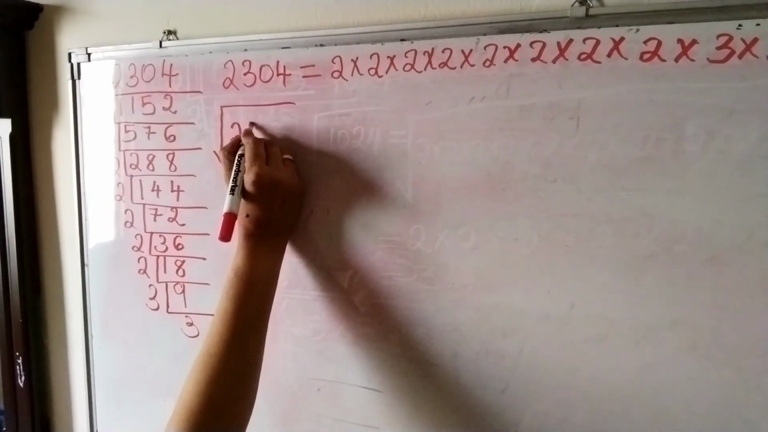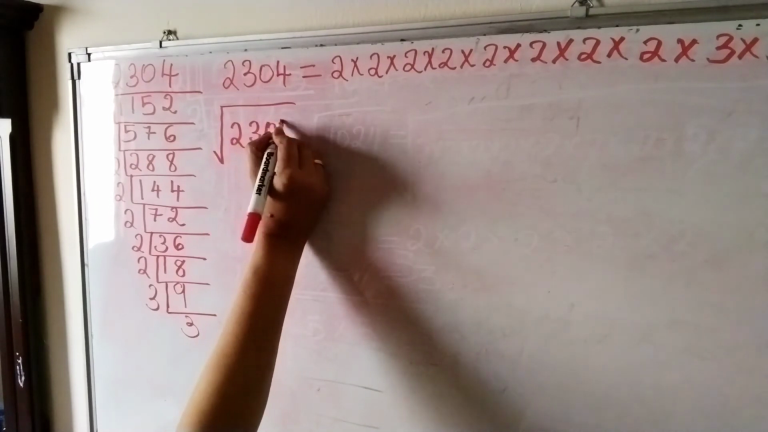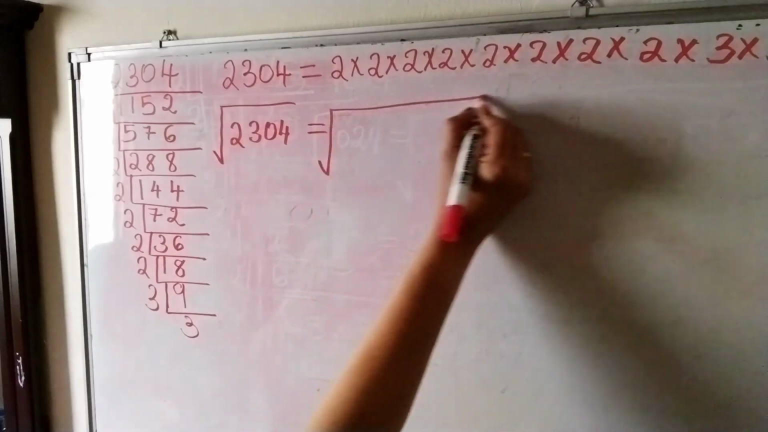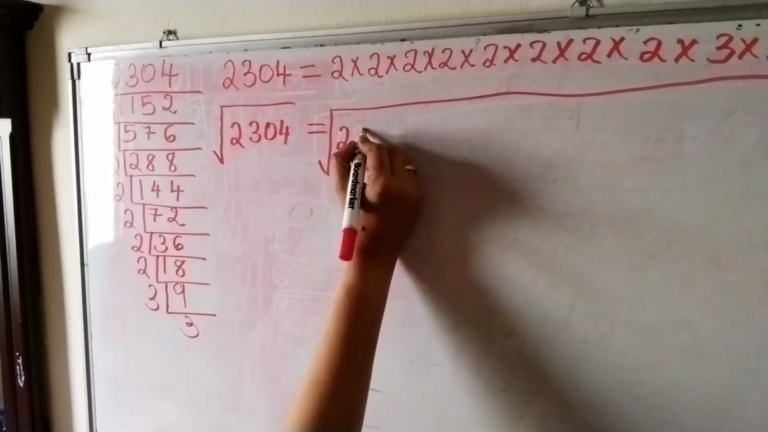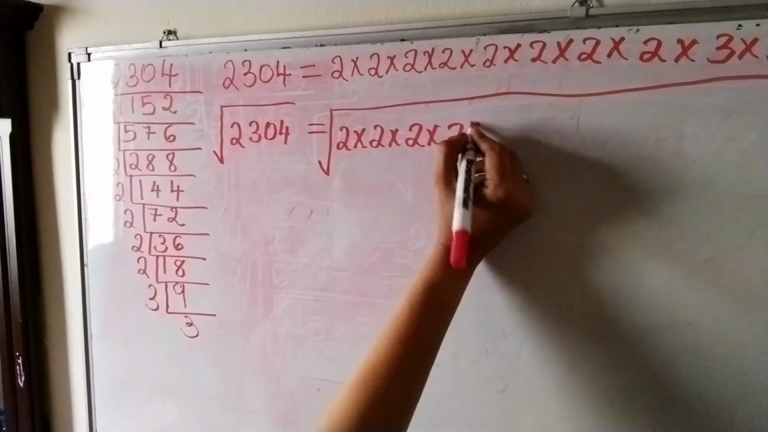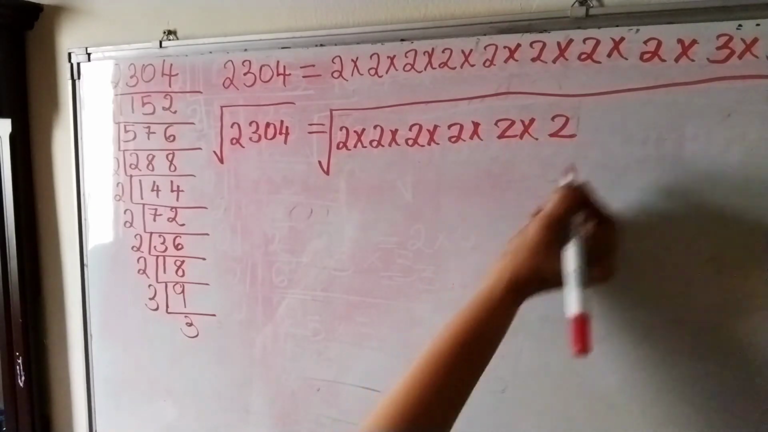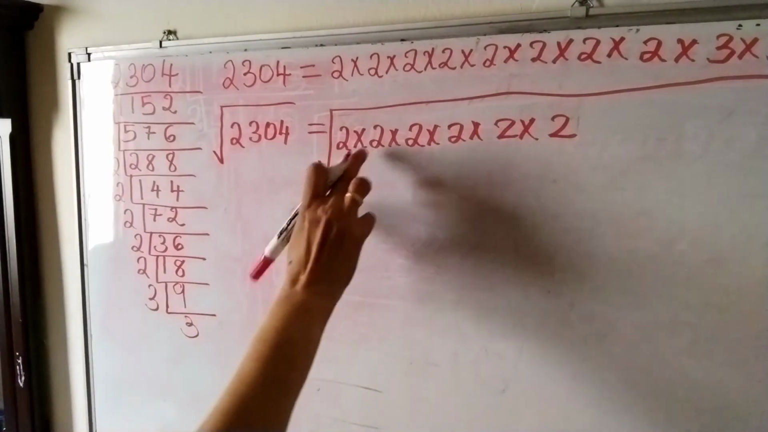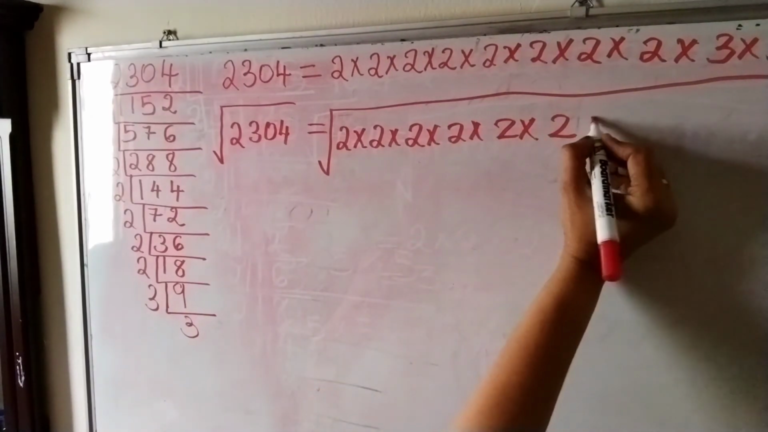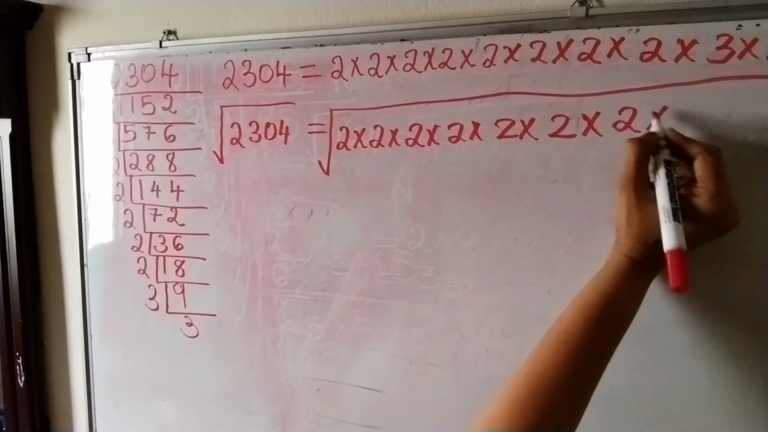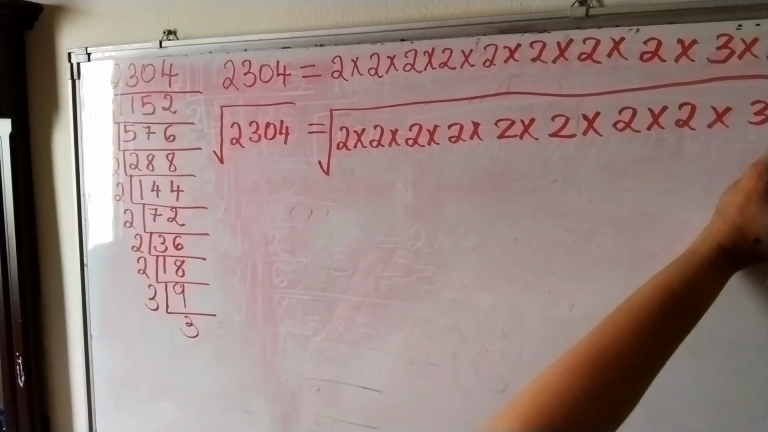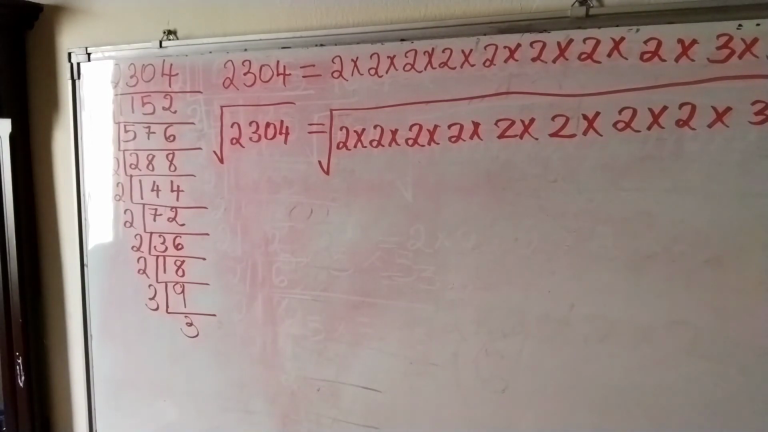So the root of 2304 is equal to the square root of 2 into 2 into 2 into 2 into 2 into 2 into 2 into 2 into 3 into 3. So how many times does 2 repeat? 1 2 3 4 5 6 7 8. Okay, clear?